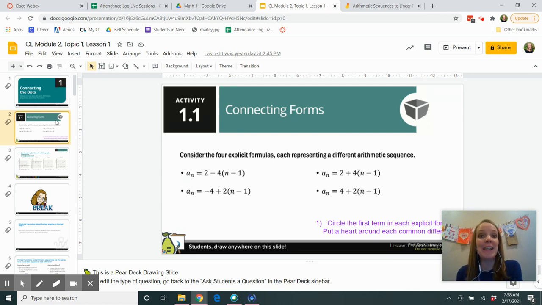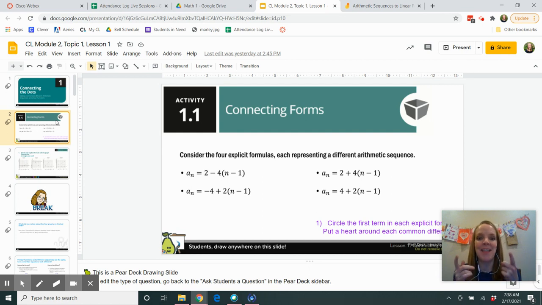So a linear function is a function that forms a straight line, right? Linear means straight line. And then we know a function is a relation where every input has only one output. So every x value only has one possible y value, okay?